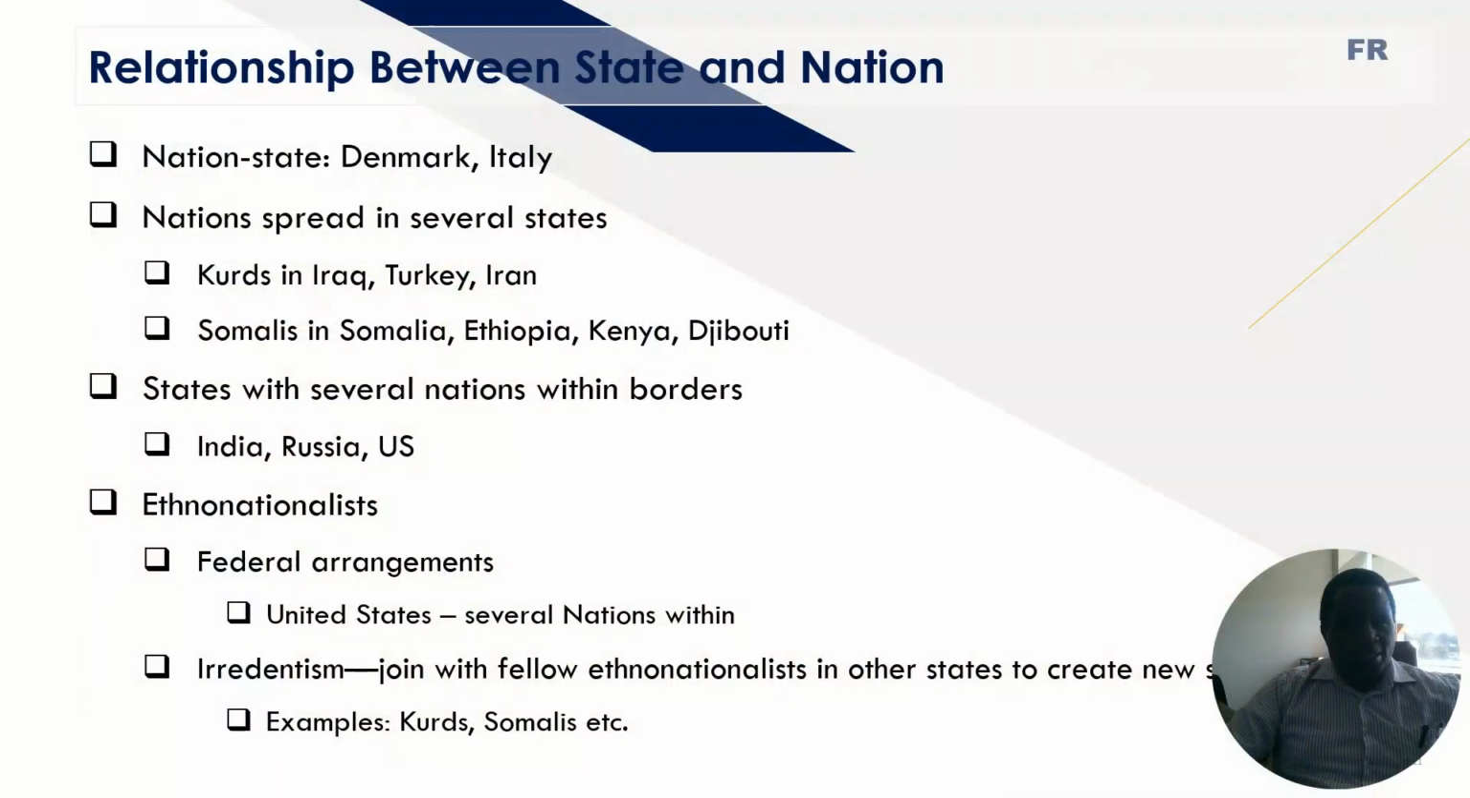We mentioned Palestine again. So think about the relationship between a state and a nation. Nation states would be, for example, Denmark and Italy, where most people speak the language and live within those borders. There are nations that are spread in several states, like the Kurds in Iraq, Somalis in Somalia, Ethiopia, Kenya, and Djibouti, also the Maasais. But also think about states that have several nations within their borders, such as India, Russia, and the US, particularly in the US with the Native American populations, or Native American Indian nations.